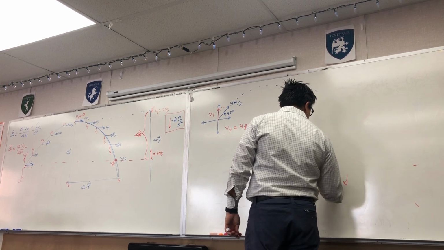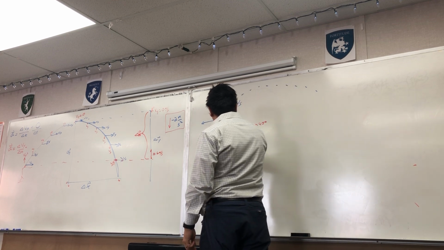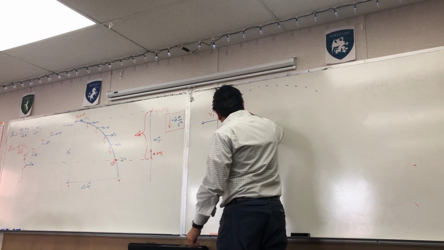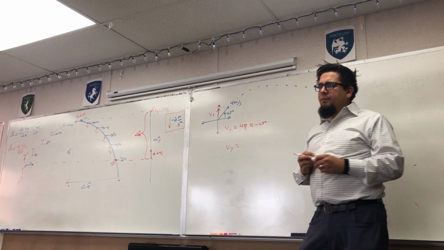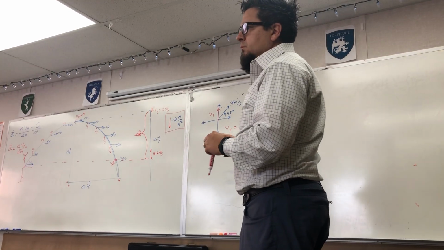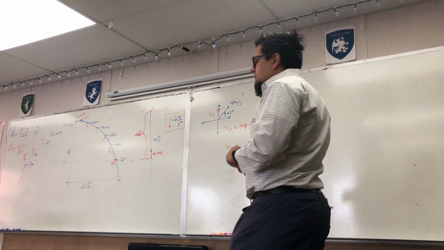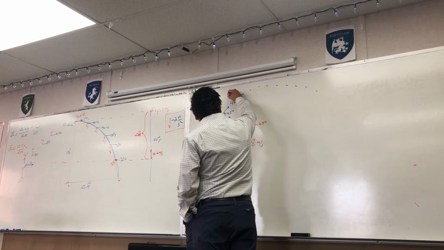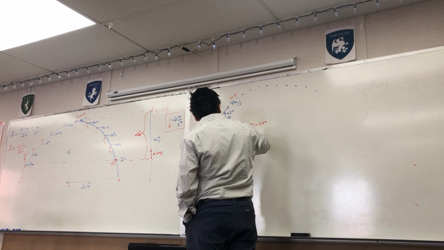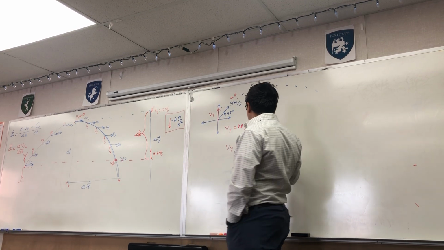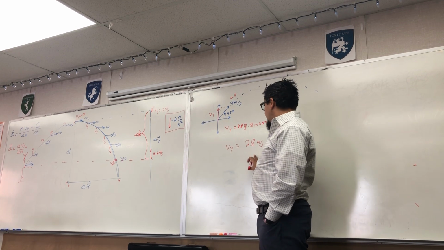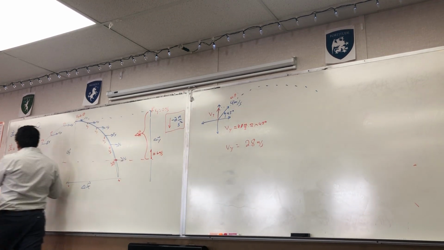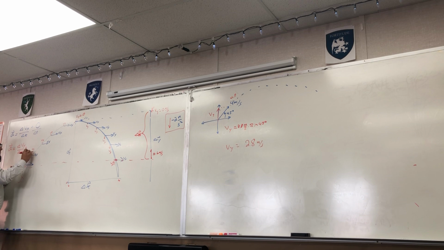Vy equals 4 meters per second times sine of 45, which is 2.8. Let's just pretend that this is 4.0, just for simplicity, that way we can keep two significant digits. So 4.0 meters per second becomes 2.8 meters per second up. So as soon as he throws it, this value right here is 2.8 meters per second.